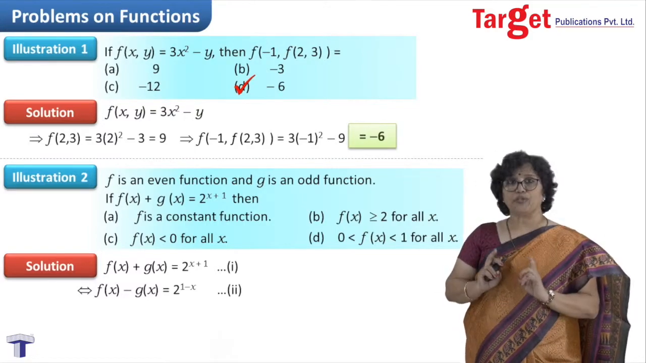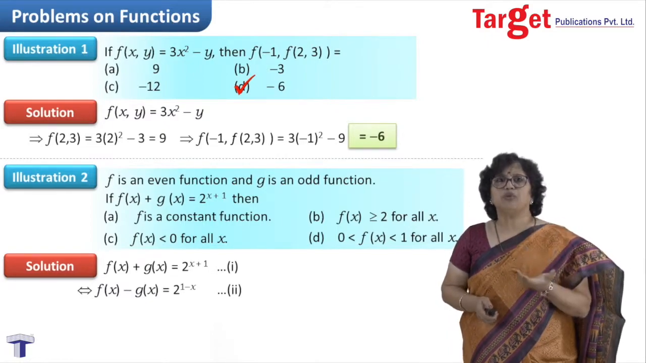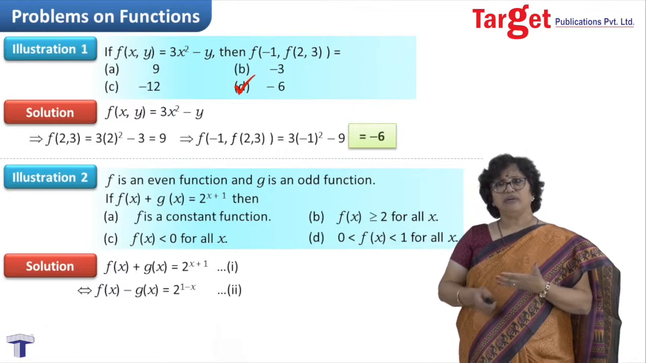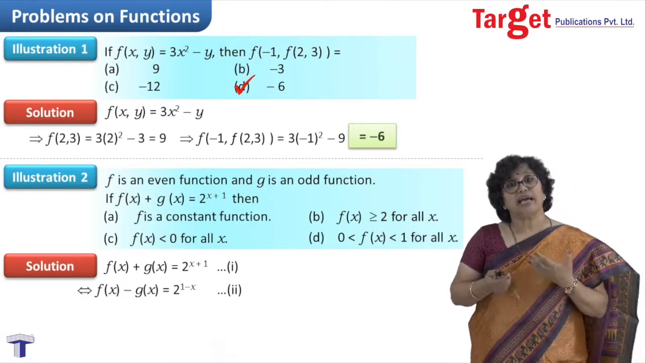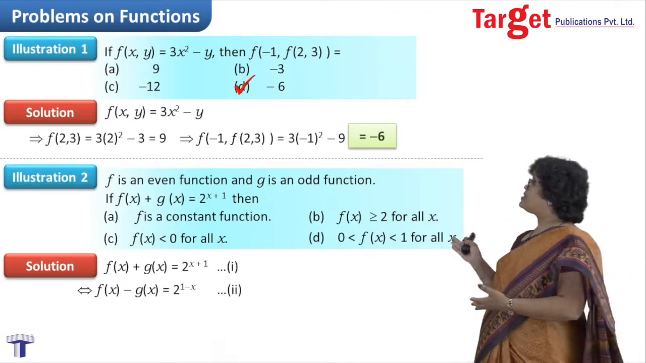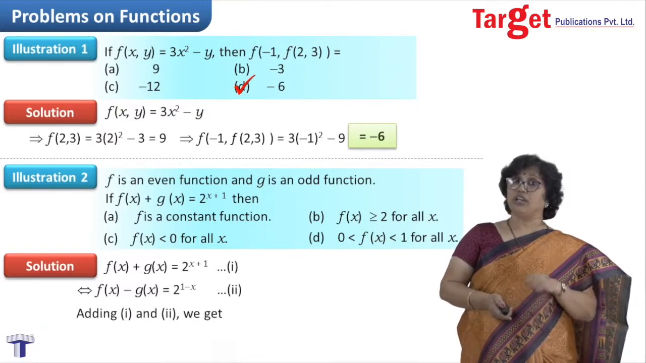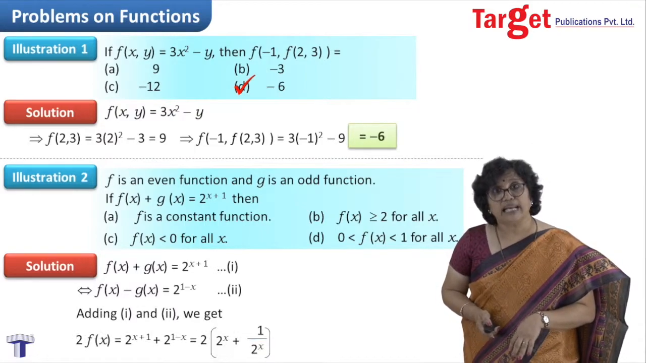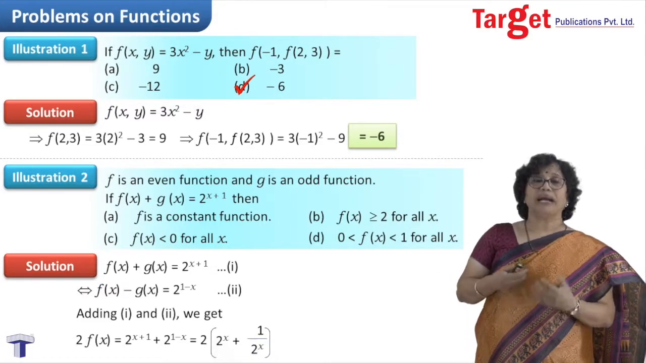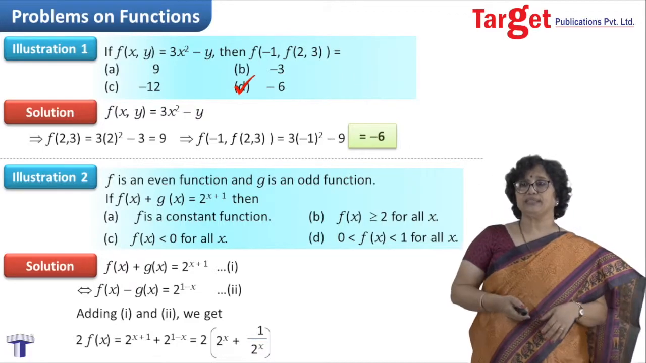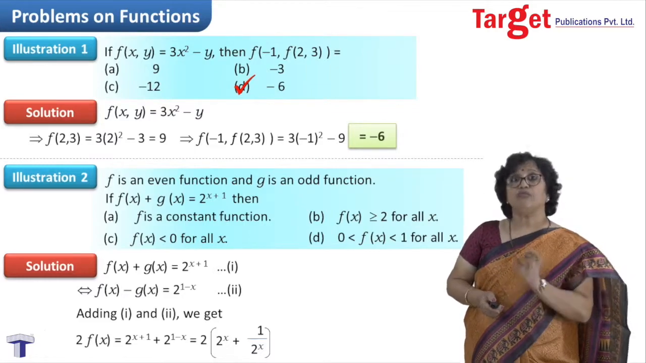Now look at those four options. They are regarding f, not regarding g. So what comes to your mind? That we should eliminate g. In fact, that's the best thing to do, because in one equation you have f(x) plus g(x), and in the other equation you have f(x) minus g(x). So best is you add them and get information about f(x). And what do I get? That is twice f(x) equals 2 raised to x plus 2 raised to minus x, or 1 upon 2 raised to x. The 2 will get cancelled, and my f(x) would be 2 raised to x plus 1 upon 2 raised to x.